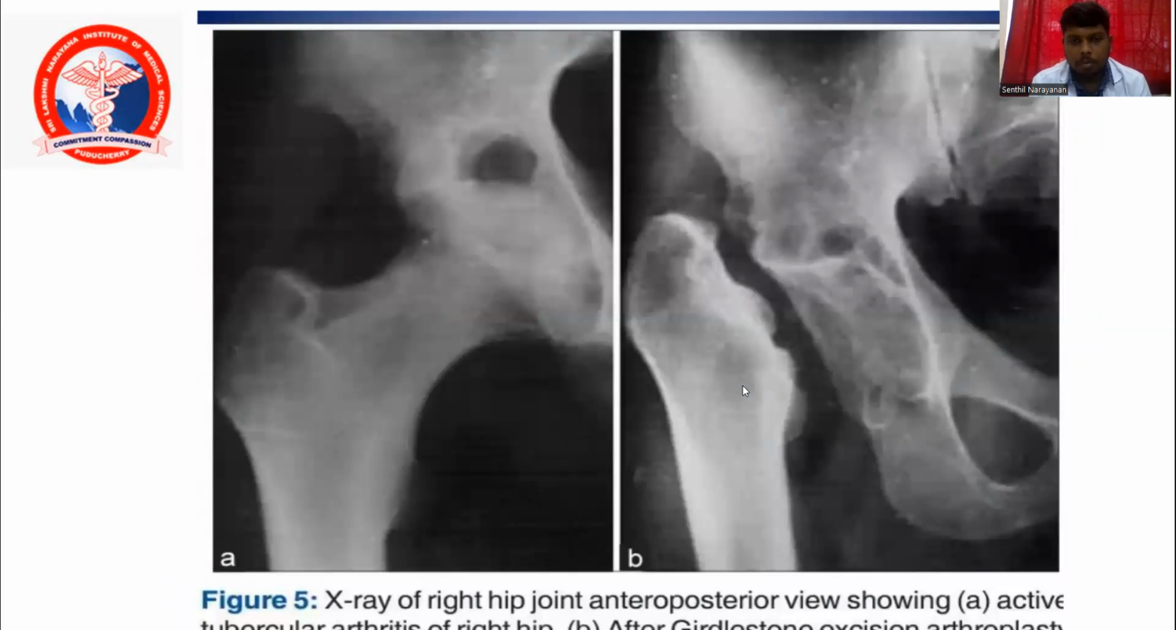So this is an X-ray of the right hip joint, anteroposterior view, showing active tubercular arthritis of the right hip. After Girdlestone excision arthroplasty, the patient will have a mobile, painless, infection-free hip. So they have excised the neck and the head of the femur.